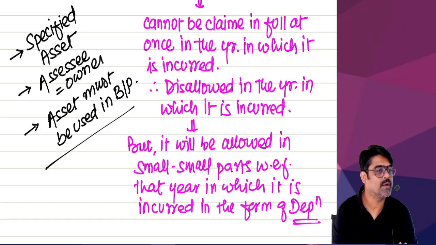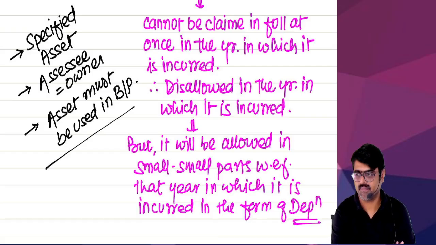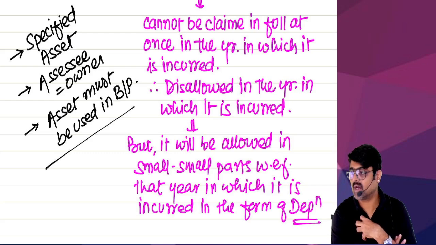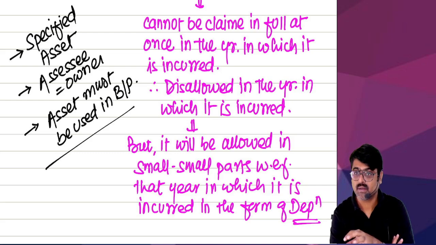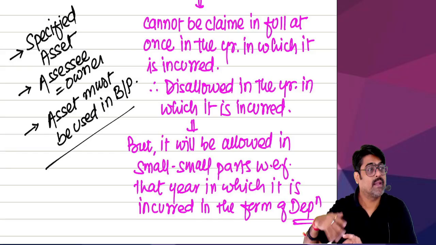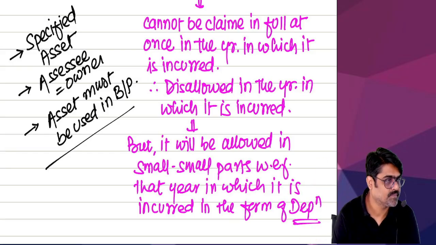If all these 3 conditions are satisfied, most welcome. We are going to allow you the cost of the asset in the form of depreciation. First, the asset is a specified asset. Second, you are the owner of that asset. Third, the asset is used by you for business or profession. If all these 3 conditions are satisfied, we are going to give you the deduction of the cost of that asset in the form of depreciation.